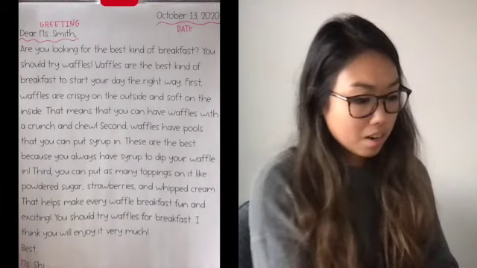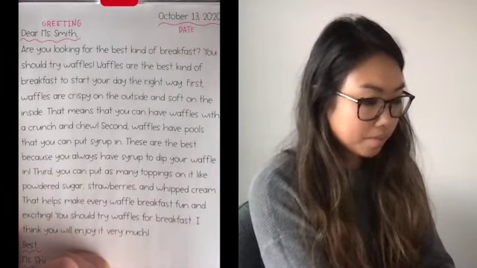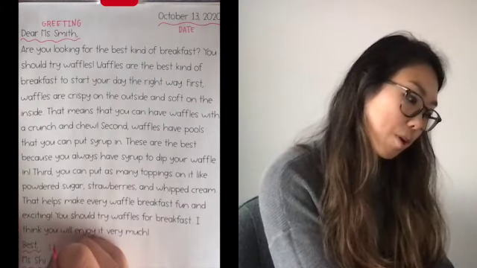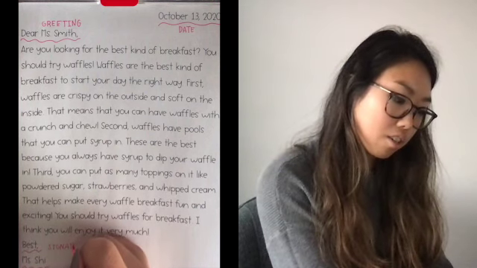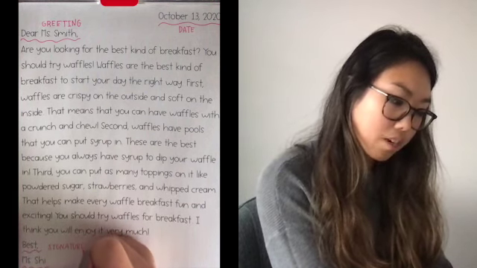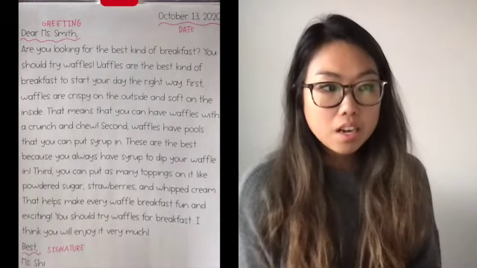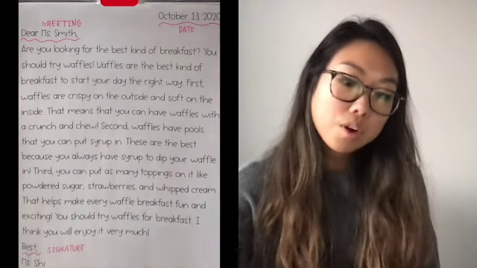Another important part is down here where you see best and it says Miss Smith. This is called our signature. So when you have a signature, the signature shows the person reading your letter who wrote the letter. That's a signature.